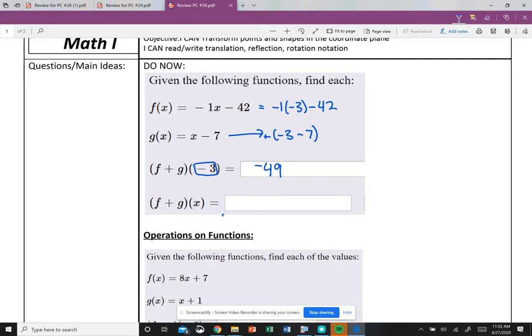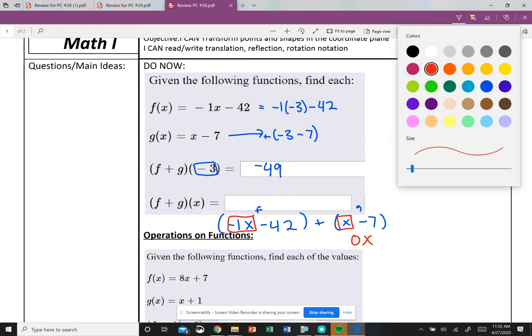So we're going to write our f function. So this will be my f function. And then I'm going to add my g function. So this will be my g function. So I've got -1x minus 42. And then over here, I'm going to have x minus 7. So I've got -1 plus 1. That's 0. Interesting. This doesn't normally happen, guys. Normally you get an equation. Okay, so I have 0x. And yes, I'm going to type the 0x because that doesn't normally happen.